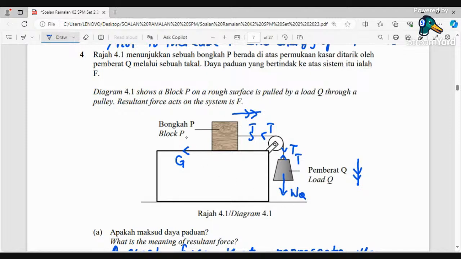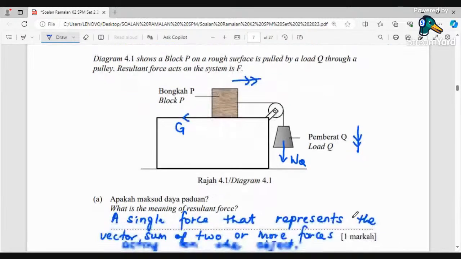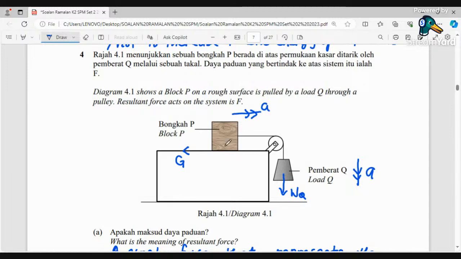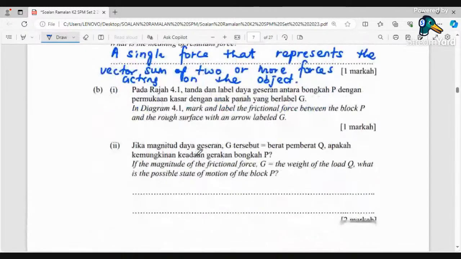Only two forces act on the system. The others, left, right, up and down, actually cancel. It's okay if I don't draw it; draw it only if the question asks. So the resultant force for these two forces, G and WQ. We already know the direction of motion. WQ is in the same direction as the motion, so WQ is positive. G is opposite to the direction of motion, so G is negative.